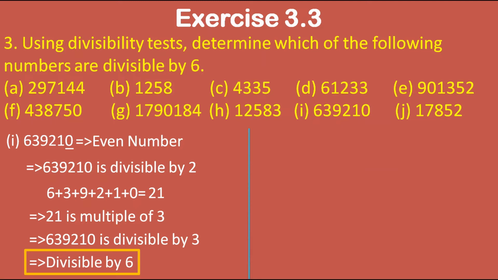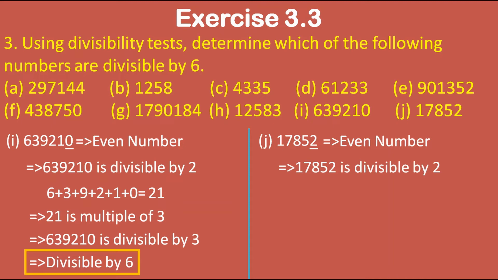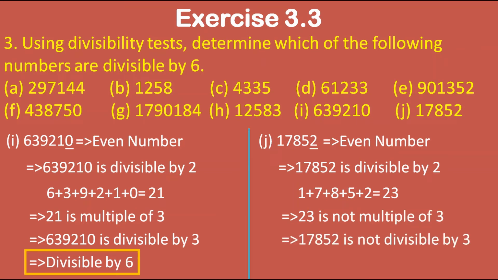That is 17,852. Here we have 2 on its unit place, means the number is an even number. Therefore, it is divisible by 2. Let's add the digits. We are getting the answer as 23, and 23 is not a multiple of 3. Therefore, it is not divisible by 3. It is divisible by 2 but not divisible by 3. Therefore, the number is not divisible by 6.